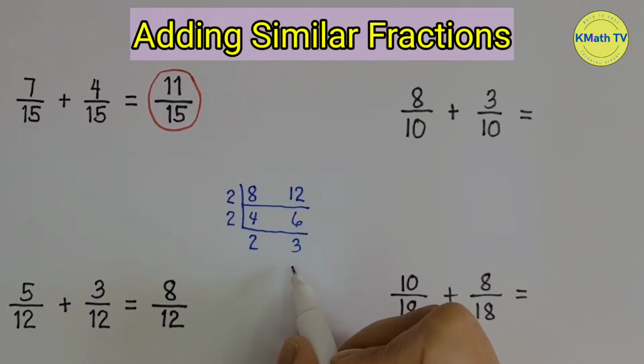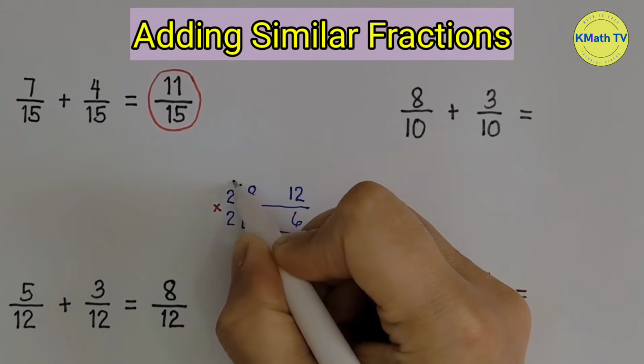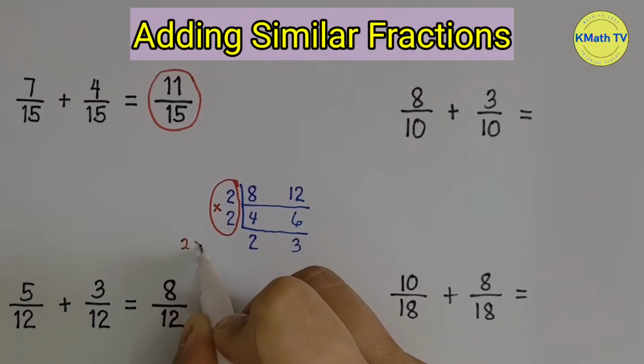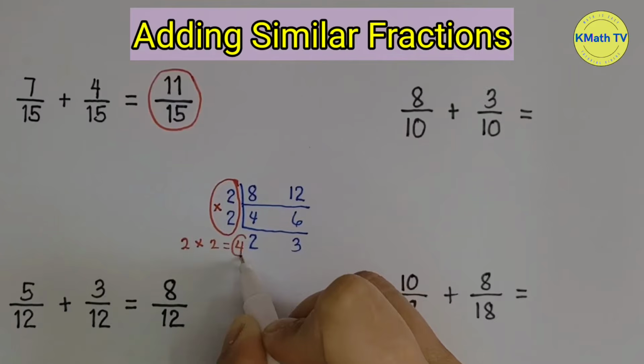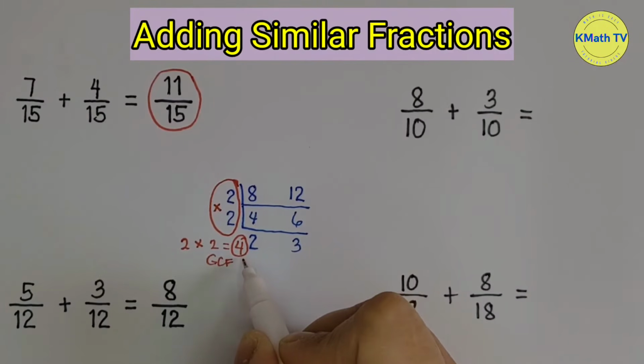Okay, now the quotients 2 and 3 are both prime numbers. That means they don't have other factor aside from 1. So, we will stop dividing now. And to find the greatest common factor or GCF, we will multiply the prime divisors. 2 times 2 equals 4. The GCF of 8 and 12 is 4.